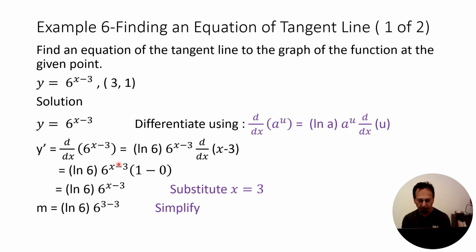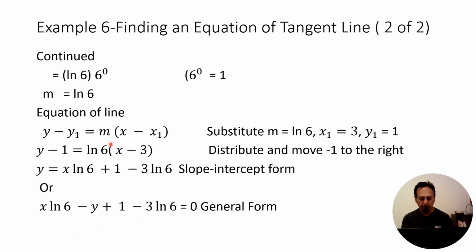So we copy down natural log of 6 times 6 to the x minus 3, and write the derivative of x, which is 1, and the derivative of 3 is 0. So we simplify, and you get natural log of 6 times 6 to the x minus 3. Now we substitute x equal to 3 because we want the slope. We call this m: y prime becomes m, the slope, natural log of 6 times 6 to the 3 minus 3. Now we simplify, we get natural log of 6 times 6 to the 0, and 6 to the 0 is 1. So the slope is natural log of 6.